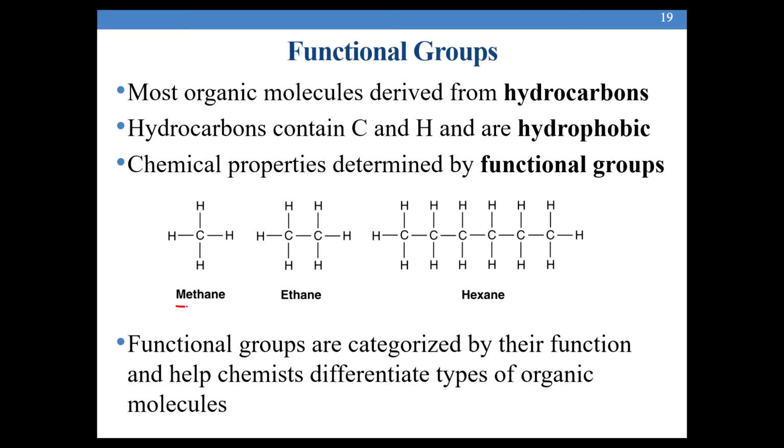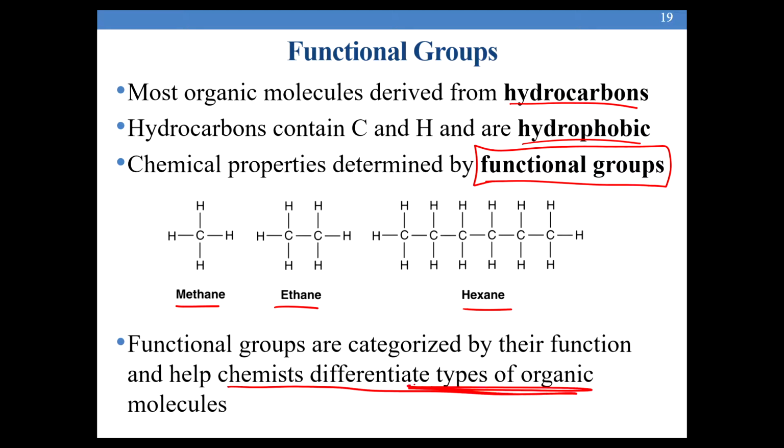So we saw in the previous video methane, ethane, hexane, just general hydrocarbons. Just to be clear, a lot of them are hydrophobic, okay, because carbon-hydrogen bond is a non-polar covalent bond. But chemical properties of organic substances are determined by the functional groups, which, you've now seen a few, contain more than carbon and hydrogen, okay? They can have carbon and hydrogen, but they could have oxygen, they could have nitrogen, they could have sulfur, okay? And really, chemists differentiate different types of organic molecules based on functional groups, okay?